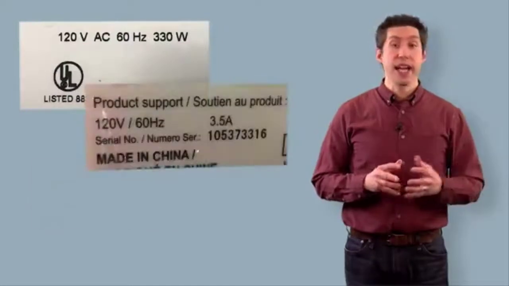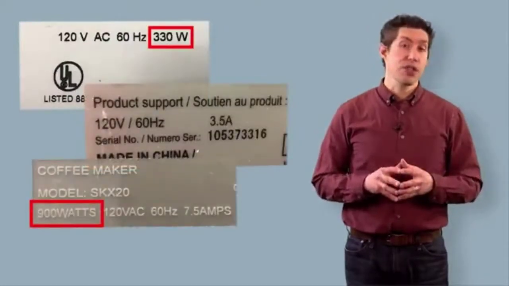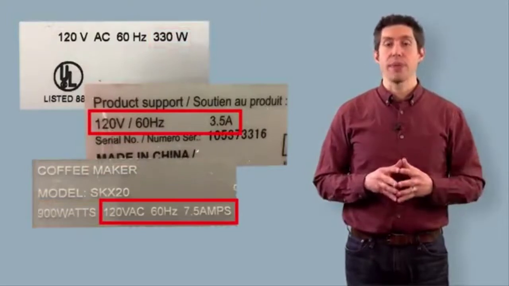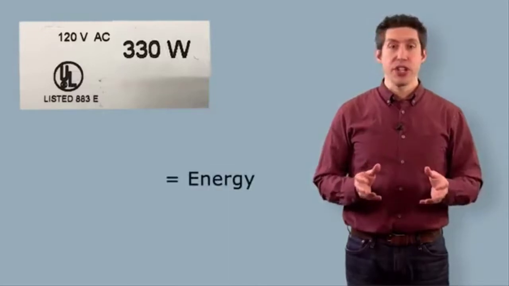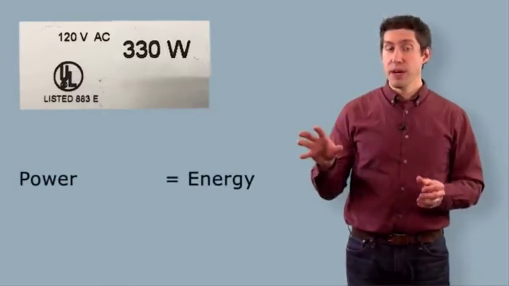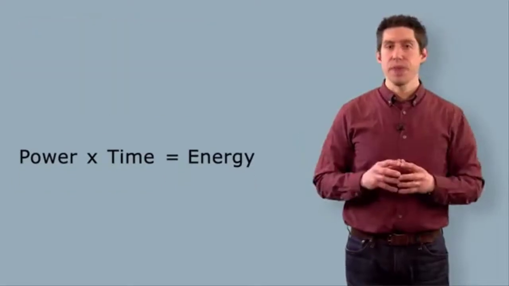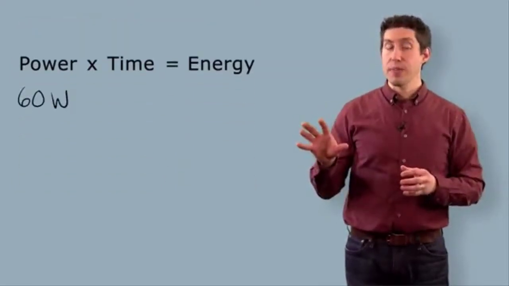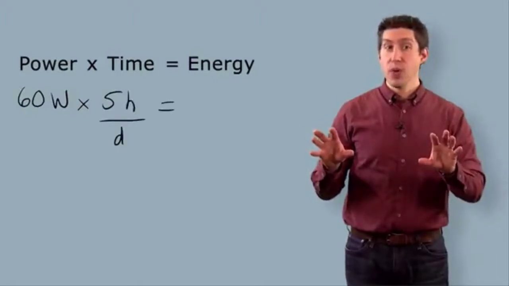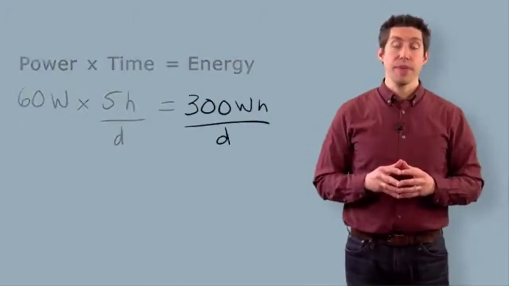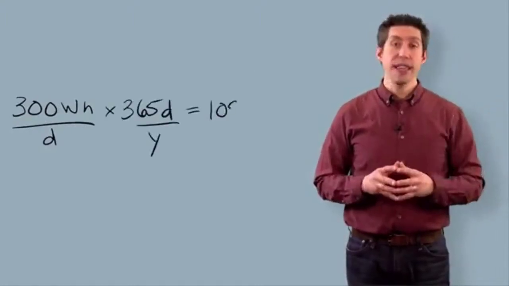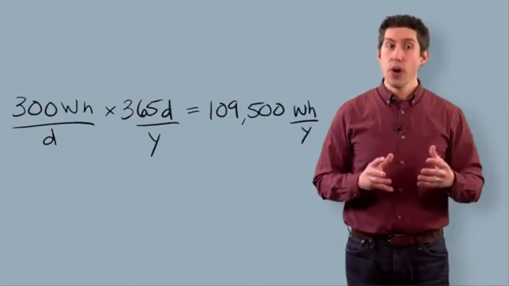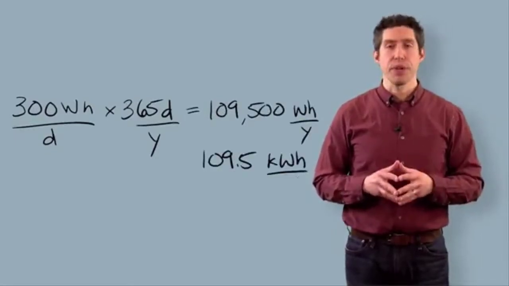Nearly all electrical devices in the United States come with a label or a tag that indicates the amount of power the device consumes or the voltage and the current required to power the device. If the device power is listed on the label, we can calculate the energy by simply multiplying the power of the device by the number of hours the device is in use. So, for example, a 60-watt light bulb that's used for 5 hours per day would use 300 watt hours per day. And if it's used 365 days per year, it would consume 109,500 watt hours per year, or 109.5 kilowatt hours per year.